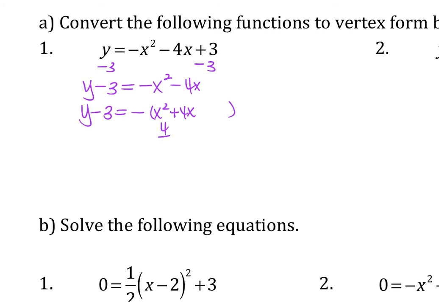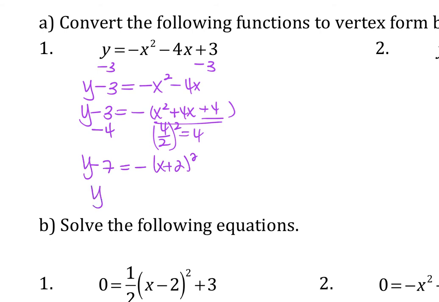So I'm going to do b over 2 squared. So I'm going to add 4 inside the parentheses here. That means I need to multiply that 4 by the coefficient, and that's what I add to the other side. So we get y minus 7 equals negative, and I'm going to factor this trinomial that we just created, x plus 2 squared. And then I isolate y, so I just need to add 7 to both sides. So that's my vertex form.